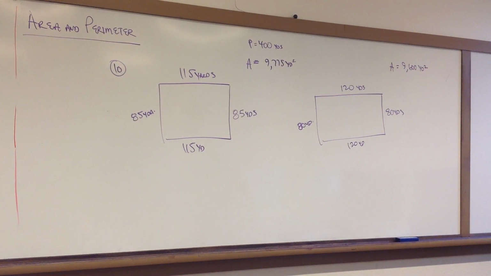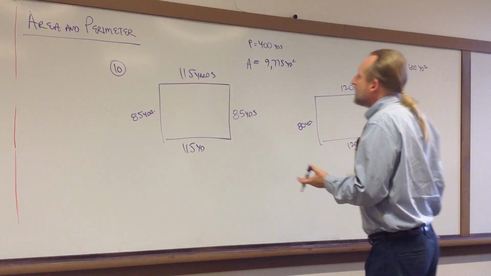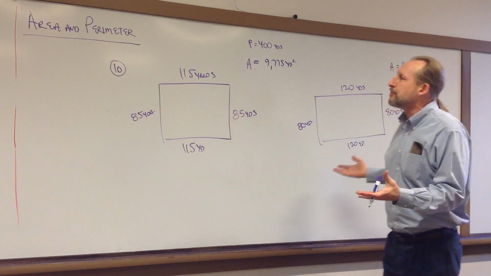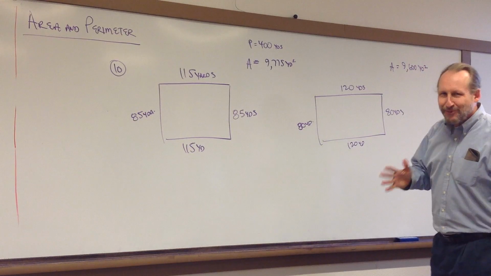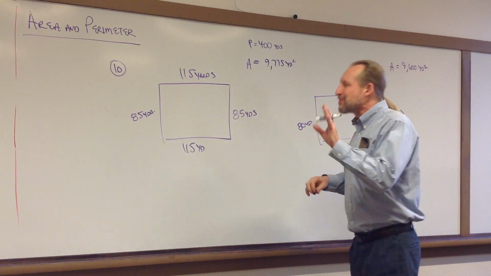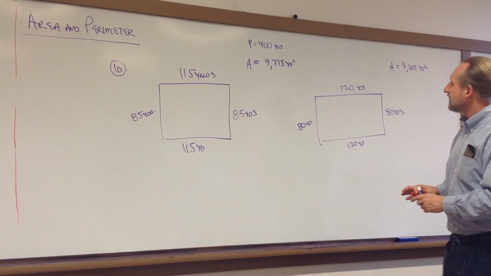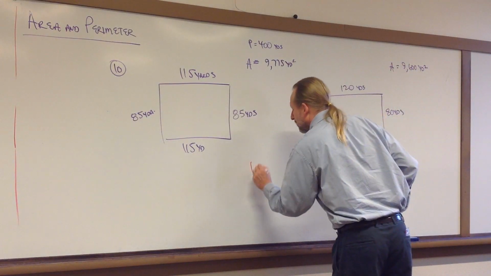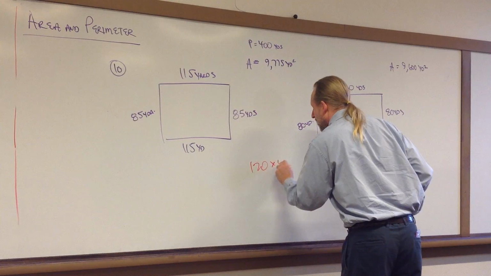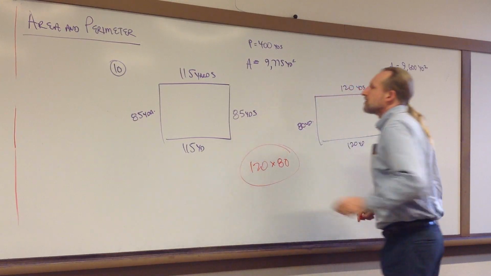So that's the key. Notice how I got thrown off. Initially in this problem I made the area bigger for a minute. So it's always important to go back, reread the problem, make sure you answer the problem as it's asked. And in this case, we would answer it 120 by 80.